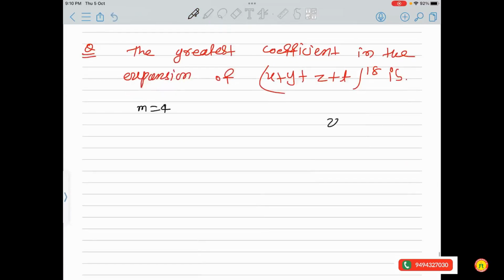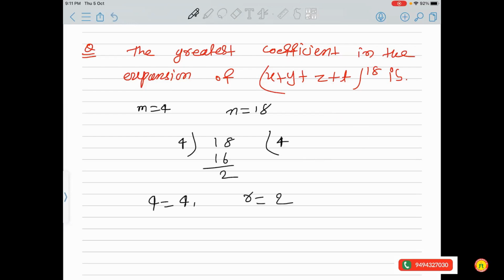If I ask x plus y plus z plus t power 18, is it 4? Good, 4, right? And n is equal to 18, right? Good. And you need to find q and r, right? So divide 18 by 4. The quotient is 4 times, 16, remainder 2. So q is equal to 4 and r is equal to 2, right?